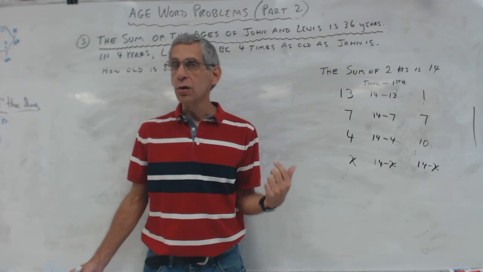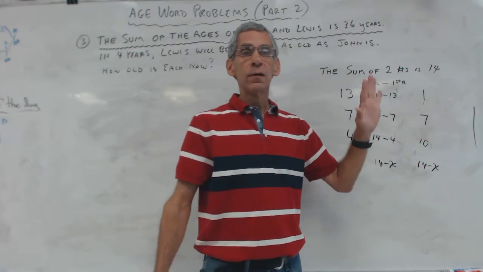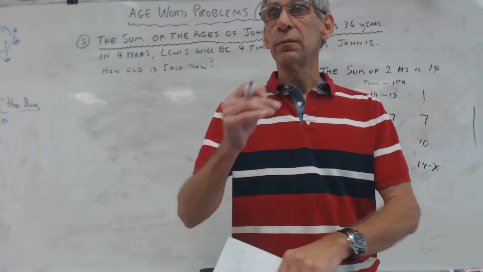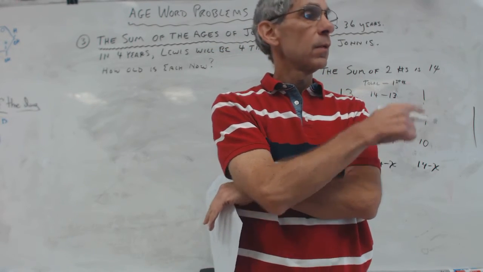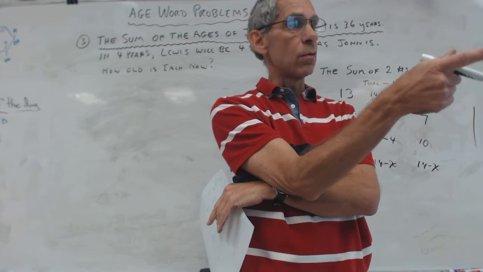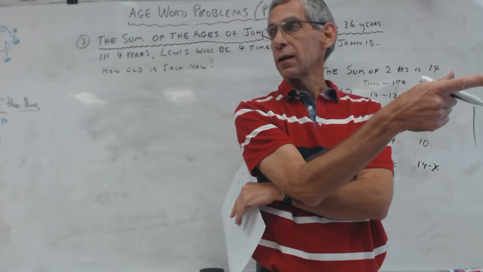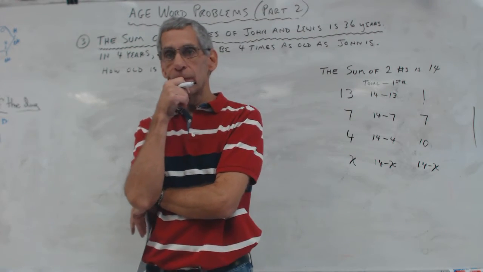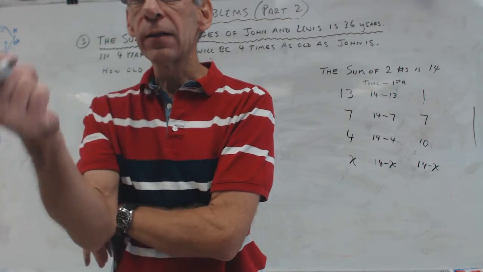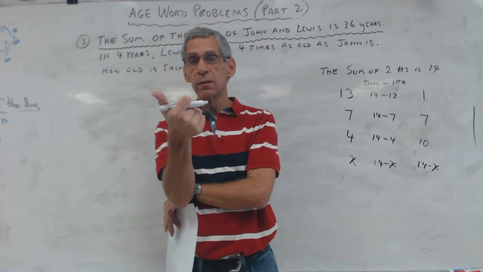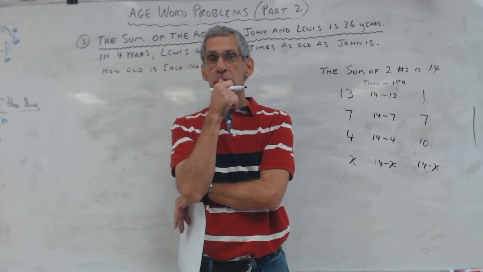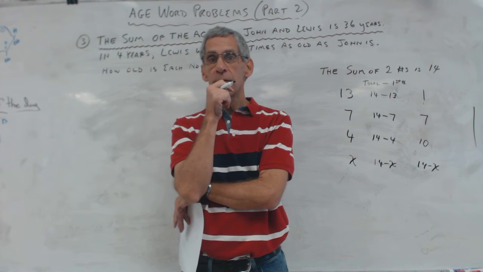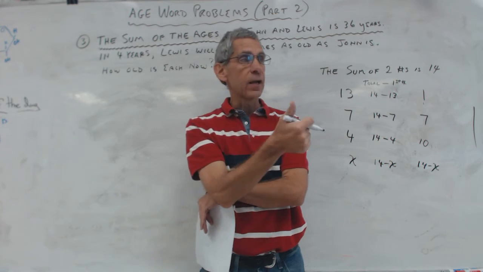You get it? So, the sum of two numbers is 10. What are the two numbers? X and 10 minus x. The sum of two numbers is 8. What are the two numbers, Skylar? X is your first one, and then 8 minus x. Yes, it's x and 8 minus x.